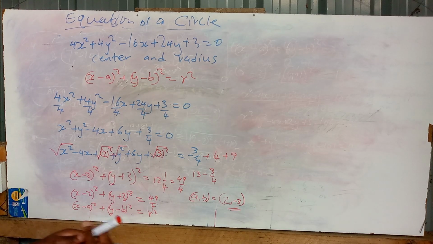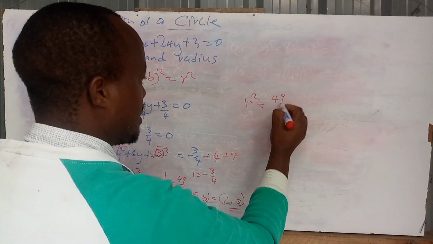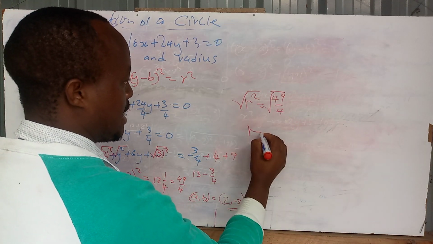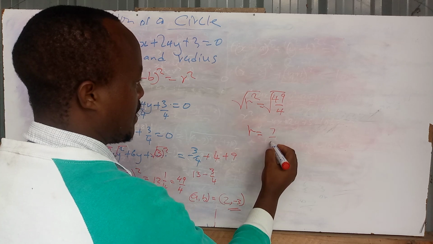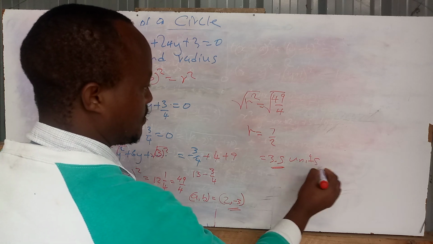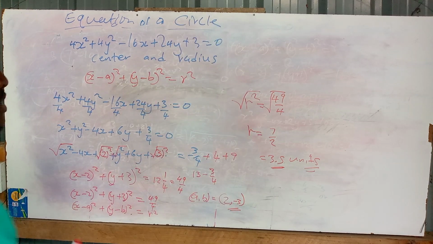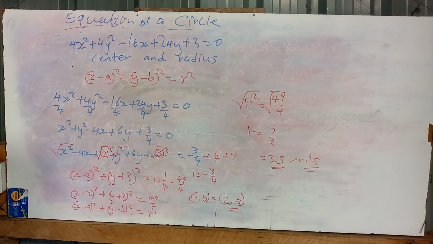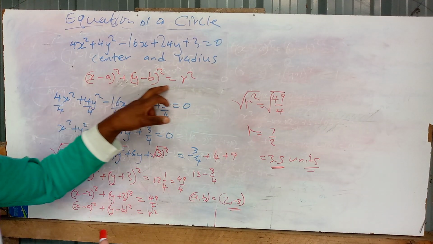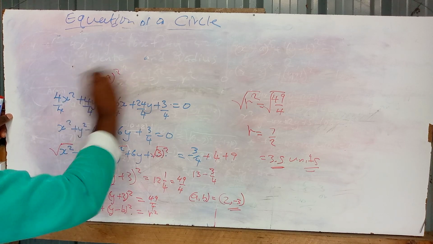But what about the r? So the r squared is 49 over 4. So r, you find the square root, so r is equal to 7 over 2, which is 3.5 units. That's how simple it is, having an equation or having coordinates, to find the equation or center of the circle. It is very simple, so you must know that it is written as this. Having that equation in mind, you will not fail.